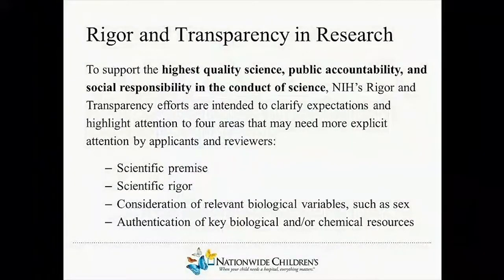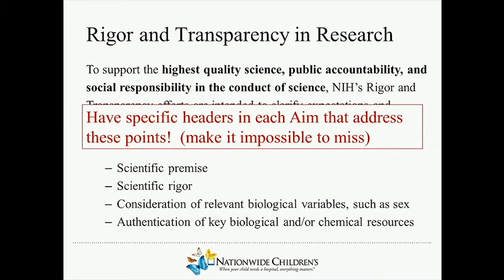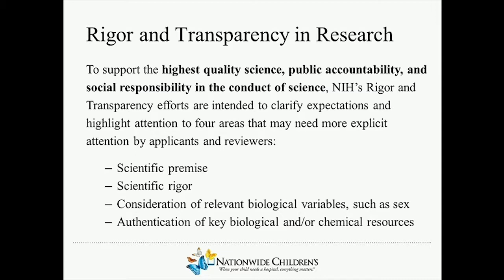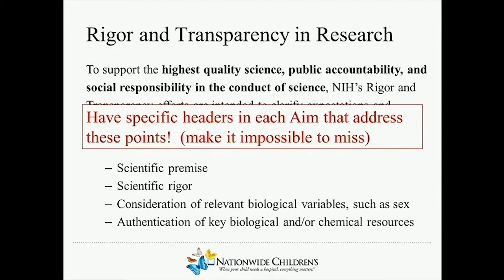Okay? There is a relatively new requirement for reviewers to comment on rigor and transparency. They want you to highlight the scientific premise. They want you to highlight how rigorous you're going to be, how you're going to know that your results are true. If you have homebrew antibodies or other homebrew reagents, how do you authenticate those key biologics to make sure they're of high quality? Are you going to make sure that you enroll men and women and other key biological variables? I have learned to put specific headers in each of my aims sections in the research strategy that address these, so the reviewer can't miss them.